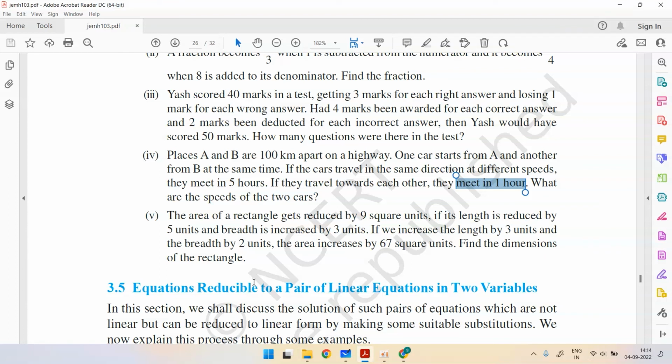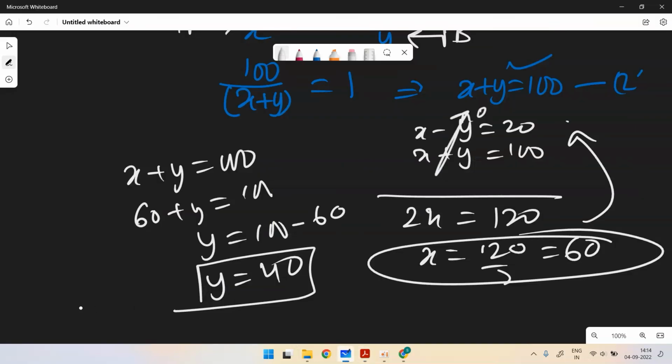Now, the fifth question. It says that the area of a rectangle gets reduced by 9 square units if the length is reduced by 5 units and the breadth is increased by 3 units. If we increase the length by 3 units and the breadth by 2 units, the area increases by 67 square units. Find the dimensions of the rectangle.